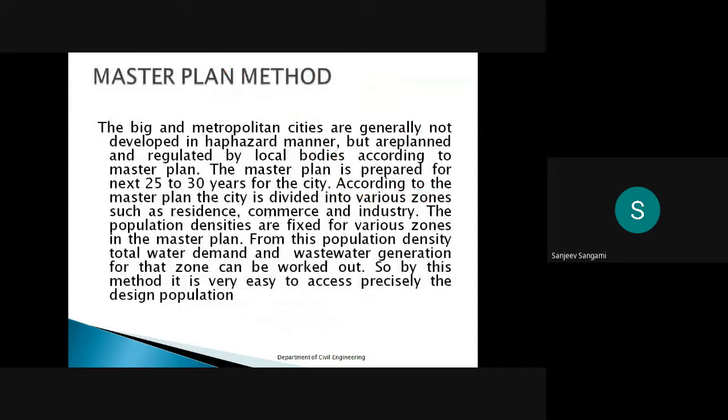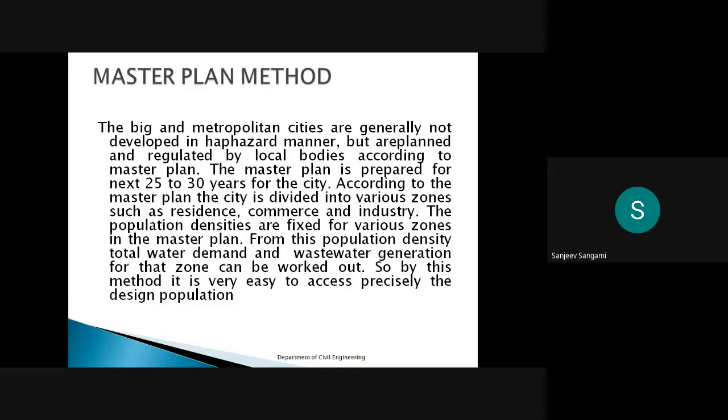Then the master plan method. Normally this kind of method is preferred when the cities are master planned, and then it is followed for the X city. Say for example, Chandigarh city. Chandigarh city itself is a master plan city. It is a well planned city.